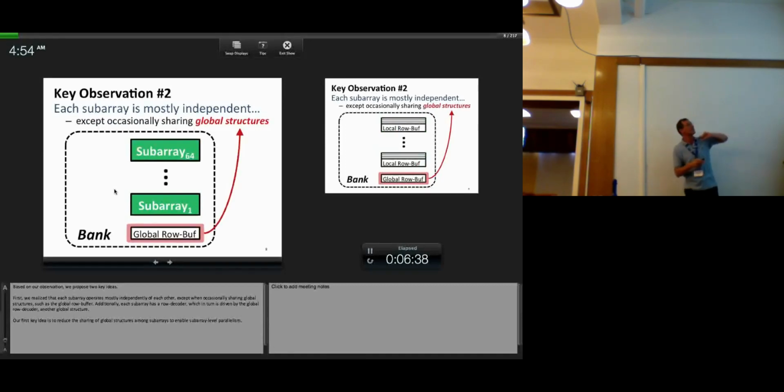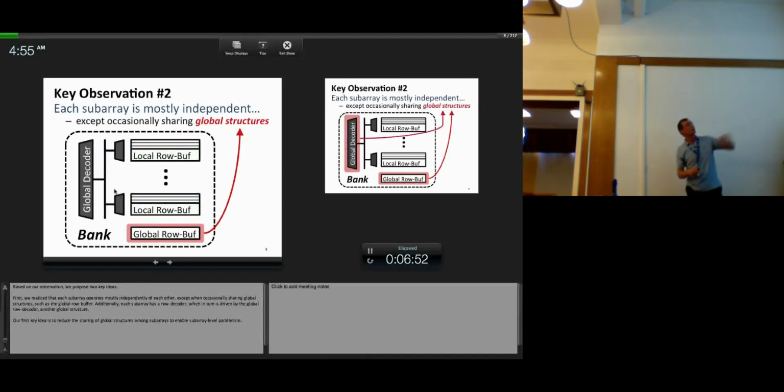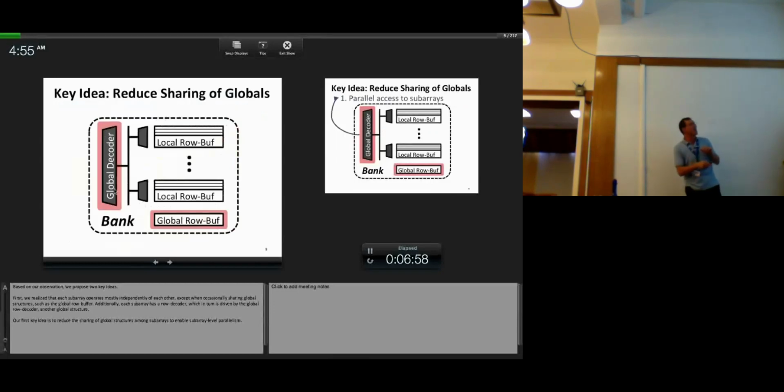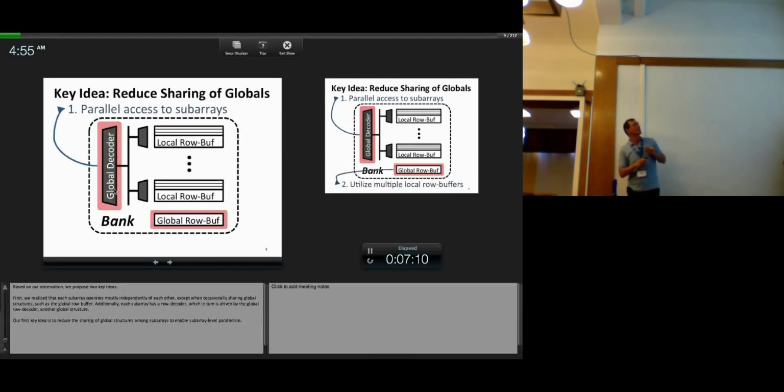What are those global structures? The first is this global row buffer, global bit lines. Basically, you cannot read exactly at the same time from the two subarrays because they share these global bit lines, the I/O circuitry. And they do have local row buffers, but they also share this global decoder. You don't want to have many decoders for each subarray, then they will become banks. So the key idea is to reduce the sharing of these globals just enough such that you get the benefit of having more banks. Let's take a look at how we will do that.